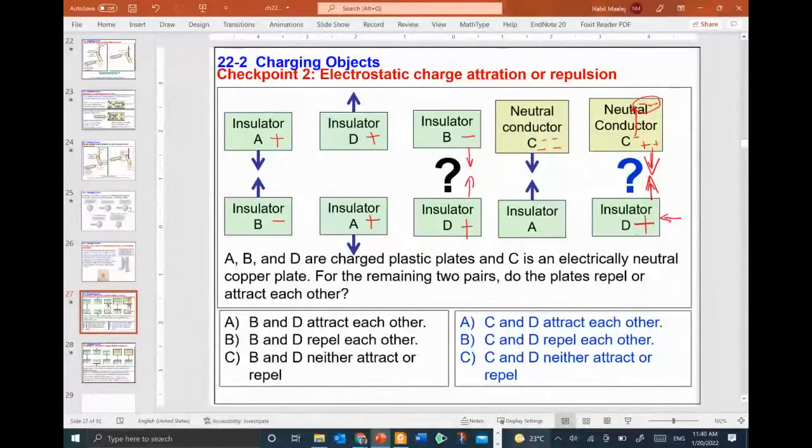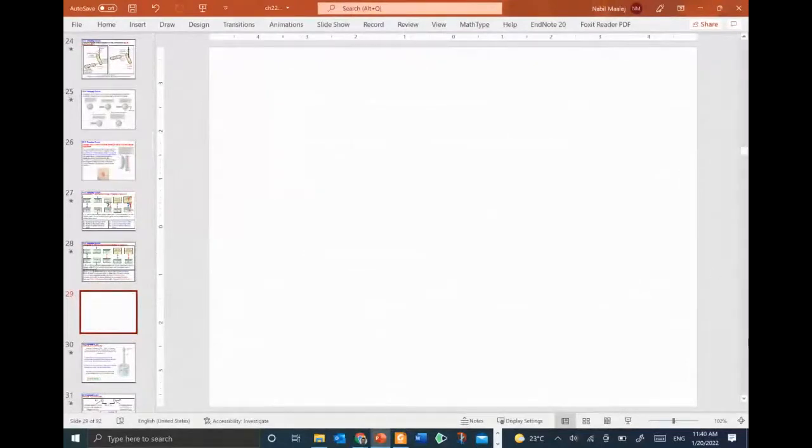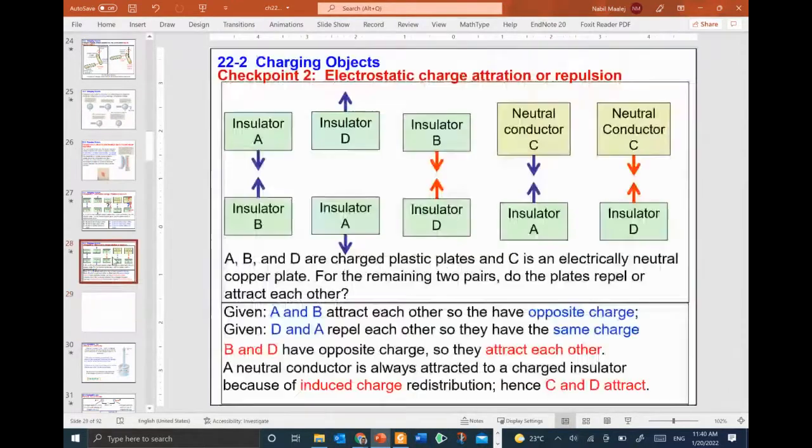These questions can be a little bit tricky when you have insulators, conductors and charged objects, as to whether they will attract or repel each other. Let me stop for a moment and see if you have any questions so far. Yes, they will still attract. Whether object D was positively or negatively charged, in all cases, if you bring a charged insulator to a conductor, they will attract. Any questions? I don't see any questions. I hope everything is clear.